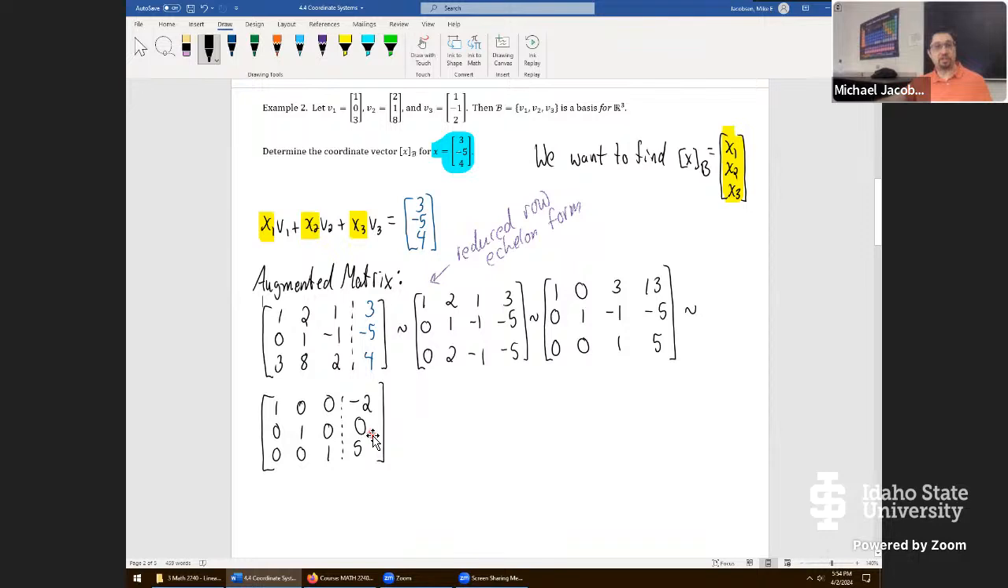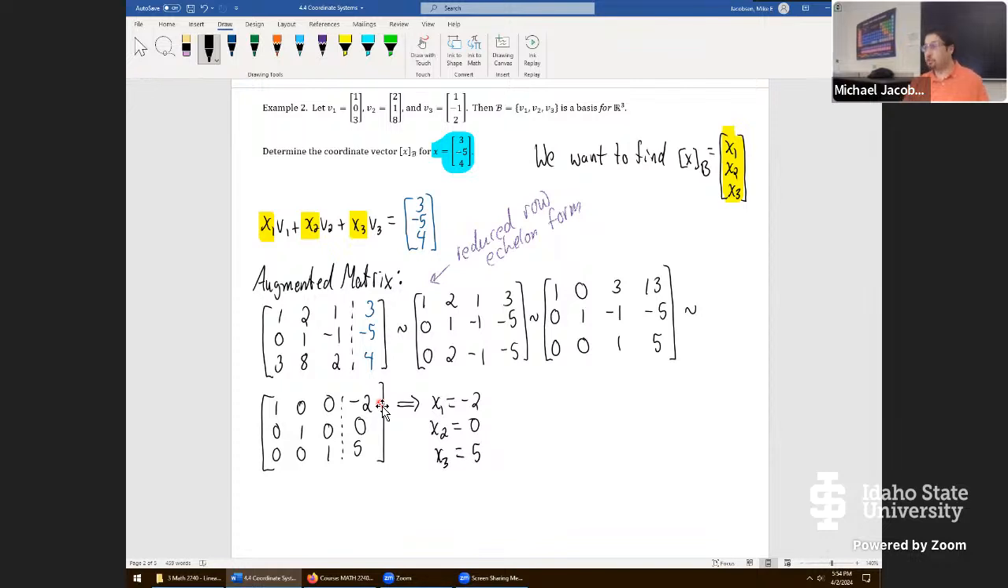We just need to say, what is the solution? Well, we are solving an equation involving x1, x2, x3. So you might write, this implies x1 is negative 2, x2 equals 0, and x3 equals 5.